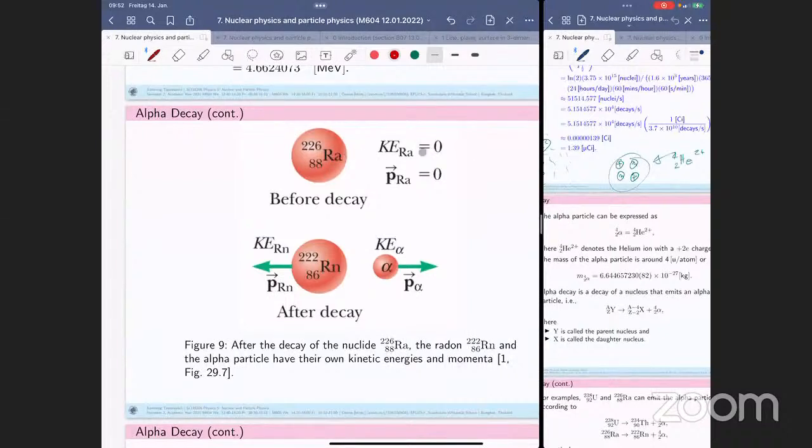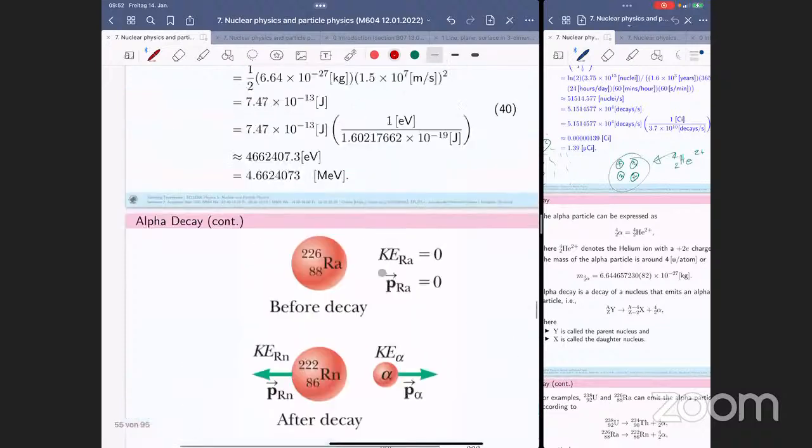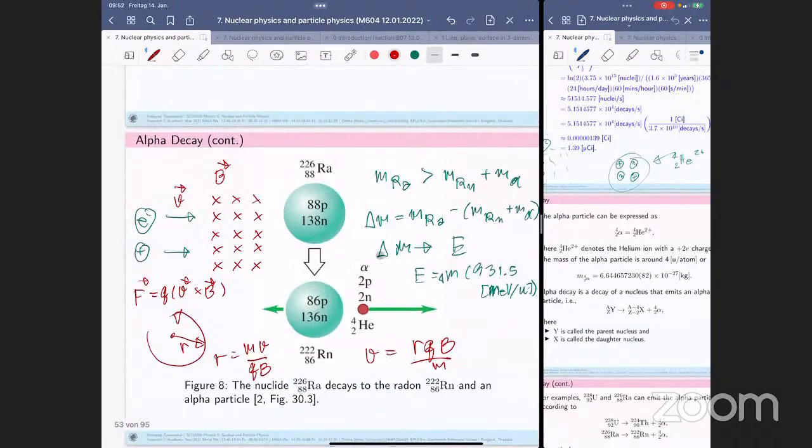There is no kinetic energy at all. There is no momentum at the beginning because there is no movement of the radium nucleus before decay. After decay, both move away from each other, right? You know the reason why they move apart, because some of the mass, which is the excess mass, is converted to energy, and the way to compute the amount of energy is delta M times 931.5 mega electron volts per atomic mass unit.